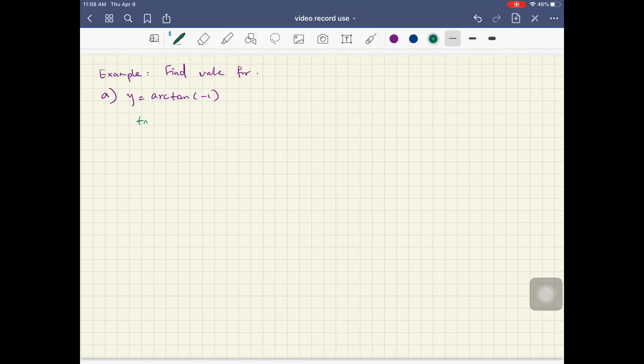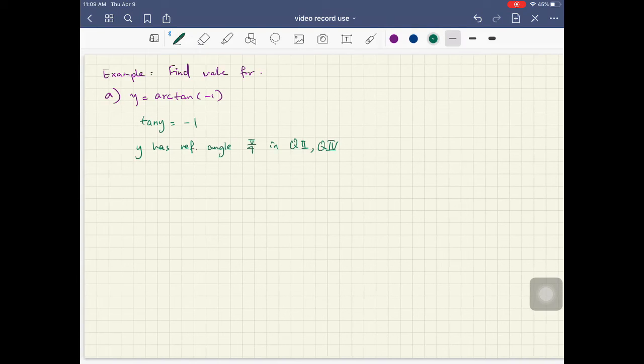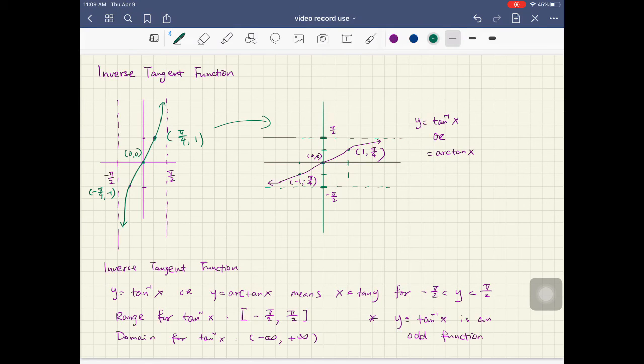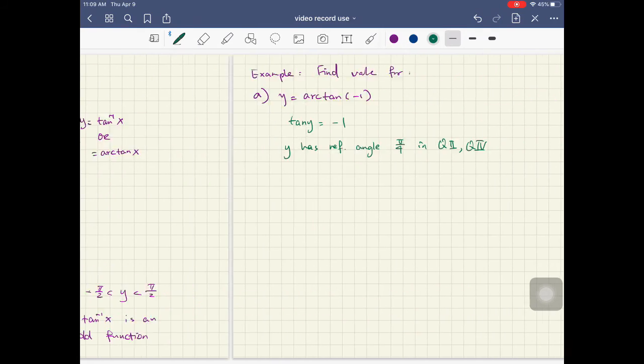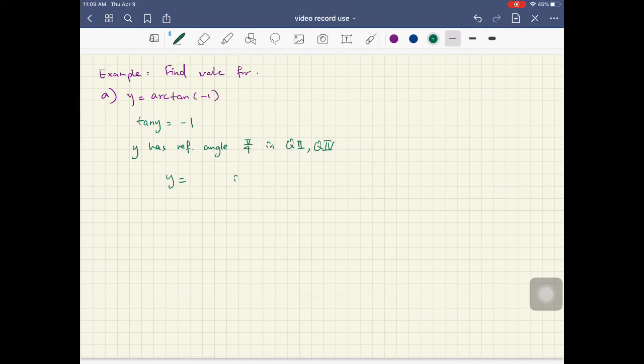By definition, that means tangent of y equals negative 1. Tangent of y equals negative 1, so y has a reference angle of pi over 4 and is negative. That means it's going to be in quadrant 2 or quadrant 4. Since the range for the inverse tangent is between negative pi over 2 and pi over 2, y is going to be in quadrant 4, the negative part, so it's negative pi over 4.